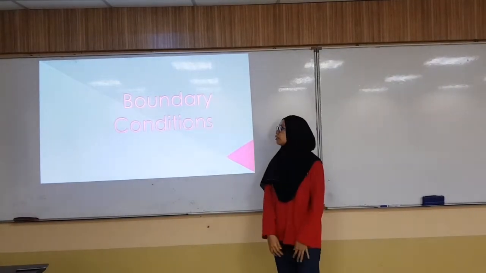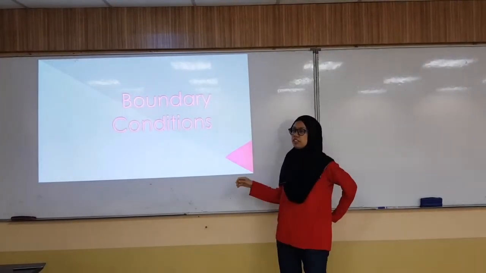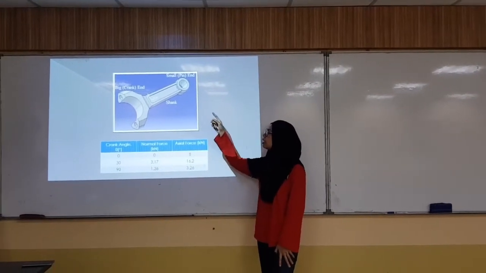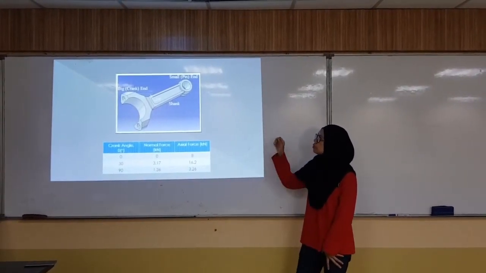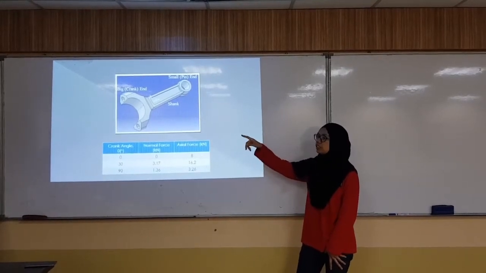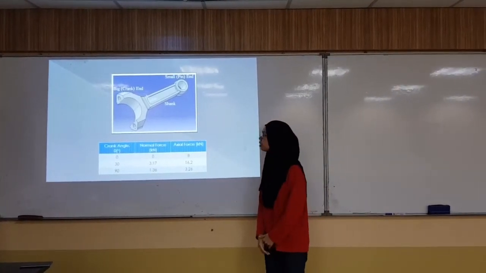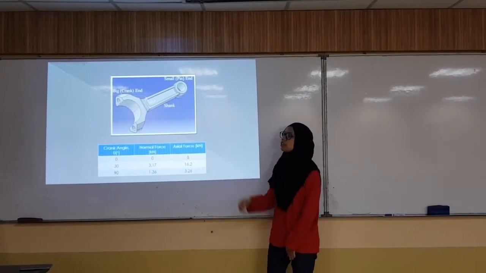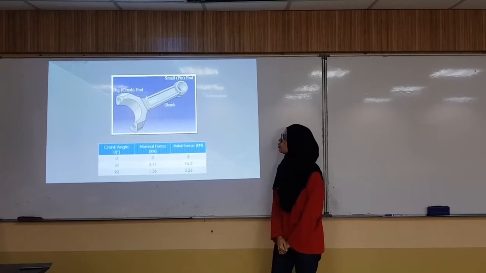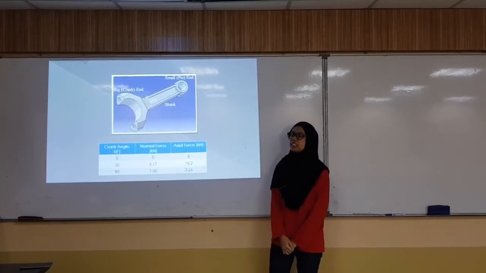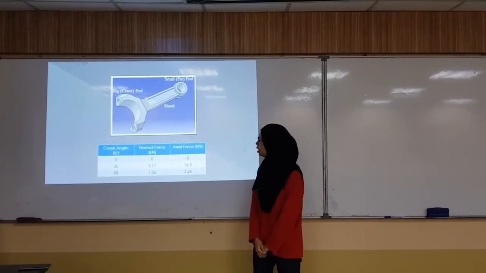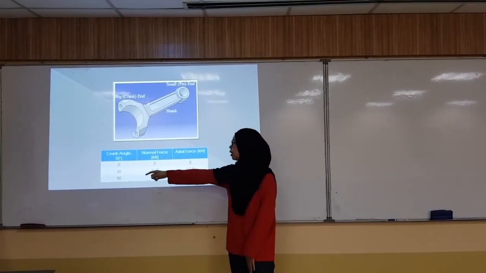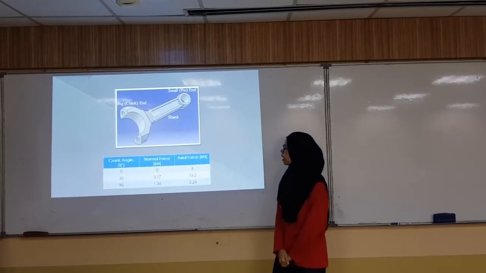Hi, I am Anita. Today I will present about the boundary conditions. Okay, this is the connecting rod. So the small end of the connecting rod is connected to the piston, while the big end of the connecting rod is connected to the crankshaft. So basically, at the small end of the connecting rod some deformation will occur because the force exerted is in the Z and X directions.